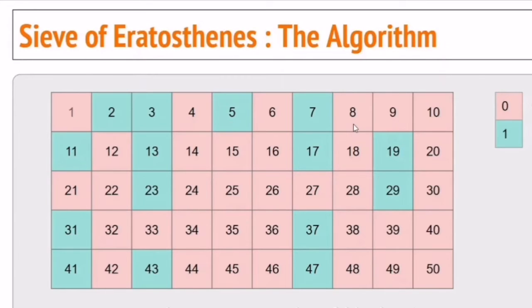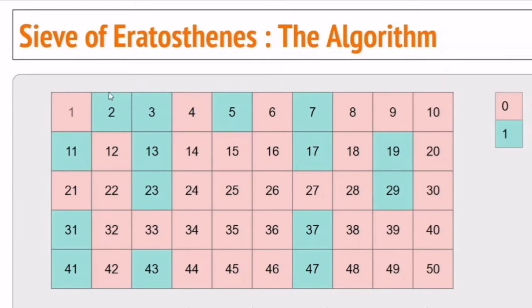Now since 64 is already out of the bound, we would simply stop. So all the elements remaining which are marked prime are actually prime numbers. So 2, 3, 5, 7, 11, 13, 17 and so on, these all are prime numbers.